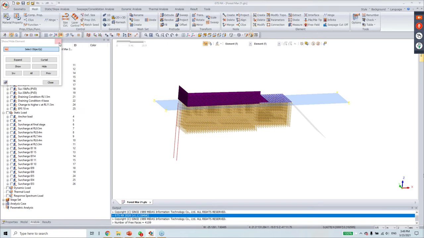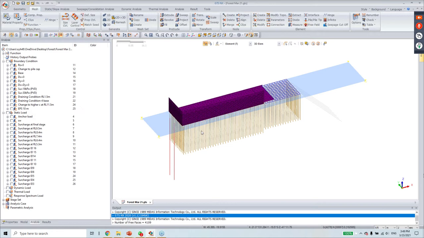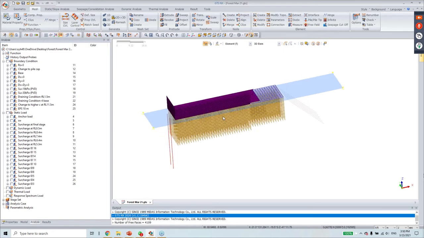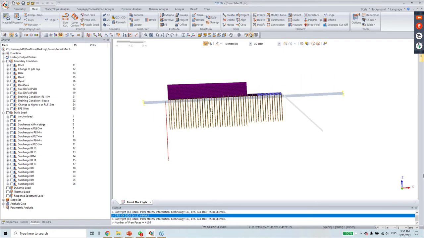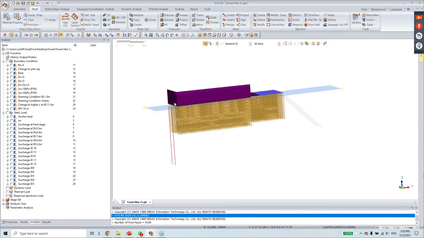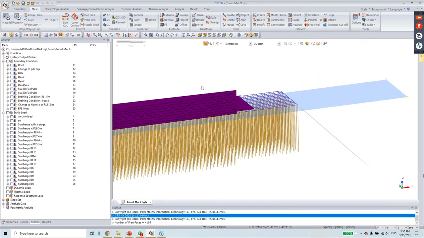So in this model, we actually modeled all the construction stages. And you can see here, there are a lot of piles, spun piles with different length. And these are two bored piles in front of the reinforced soil walls. These are the reinforced soil wall facing. And this is the grid beams designed by the local engineers.